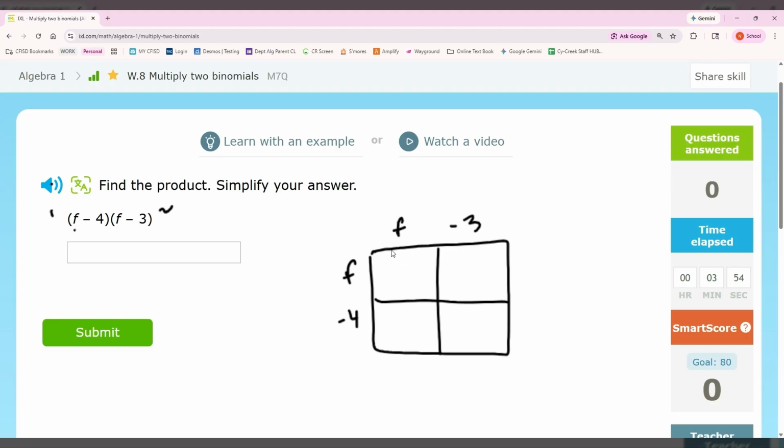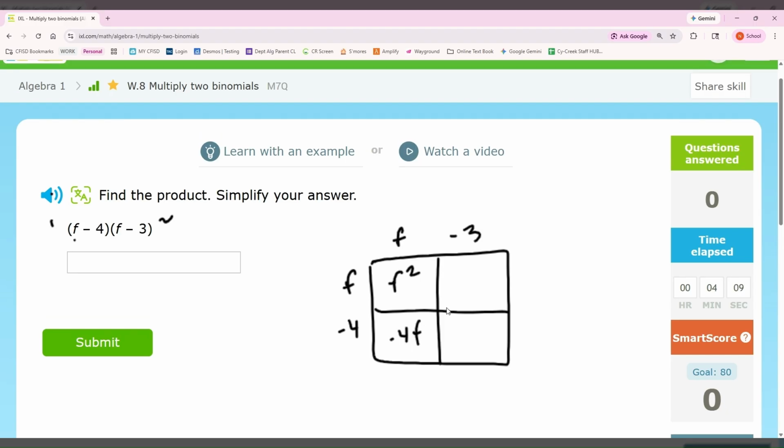So I'm going to look at the first area of the side lengths with f and f. That's going to give me f squared. Then I'm going to do the side area for the side length f with the width -4. So that gives me -4f. Now I'm going to do the next row, which is going to be -3 times f, which is going to give me -3f. -3 times -4 is going to give me +12.